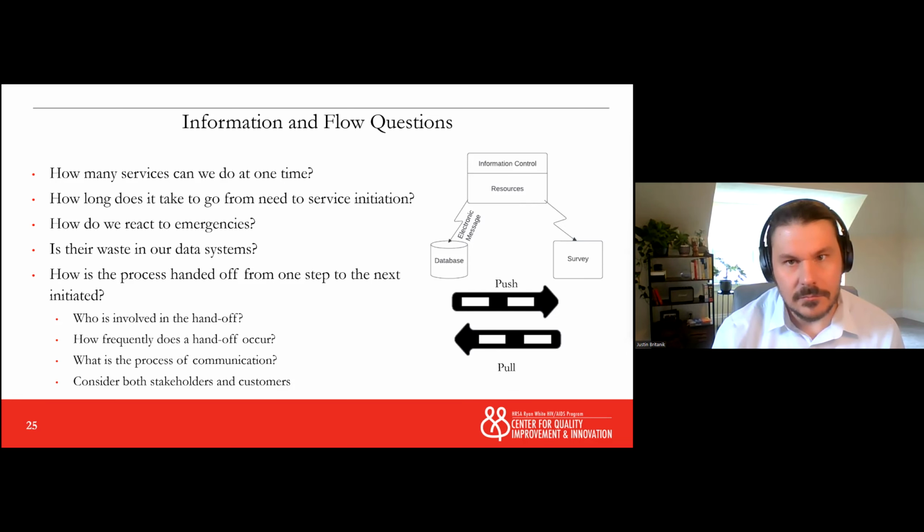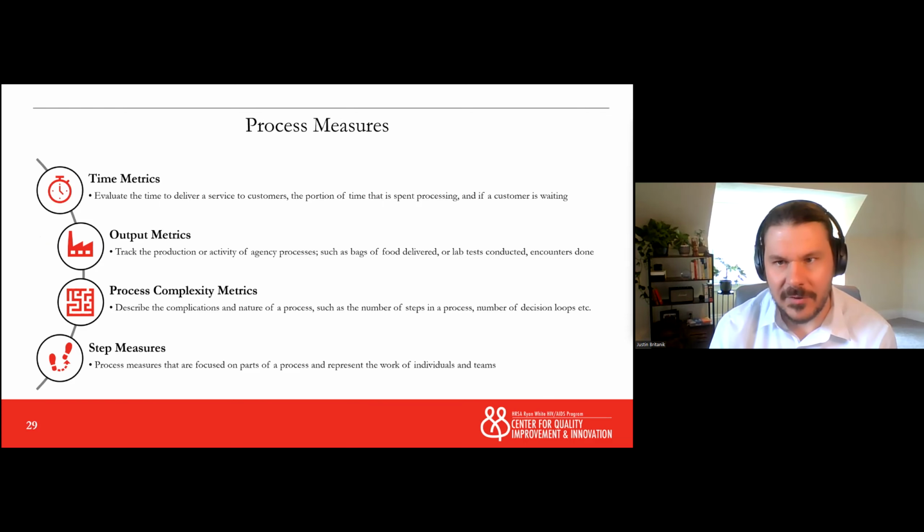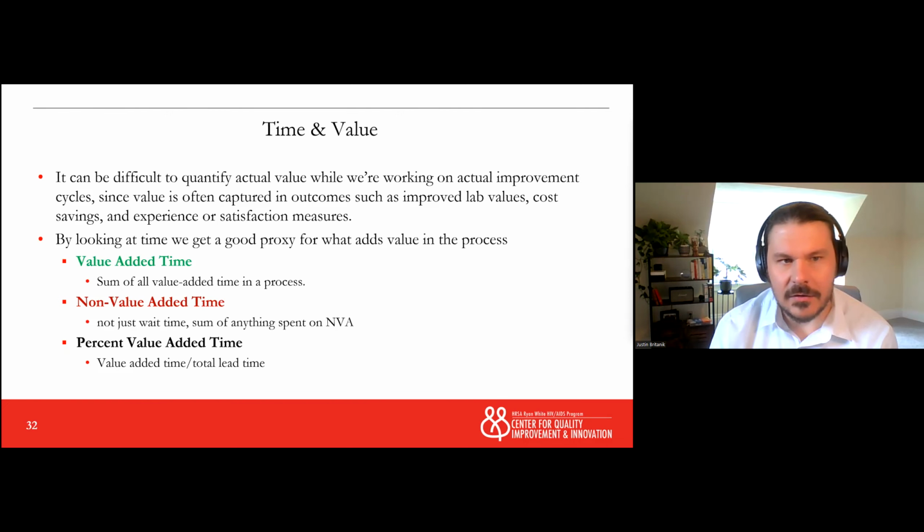So then again, capturing these metrics, it could be time, it could be output, it could be complexity, it could be step measures: did we, yes, no, did we do the change as we were hoping to do it? I like looking at value added time and percentage of value added time is probably my biggest go-to. So out of each step, and then the total process lead time, how much of that is value added time? How can we improve that?